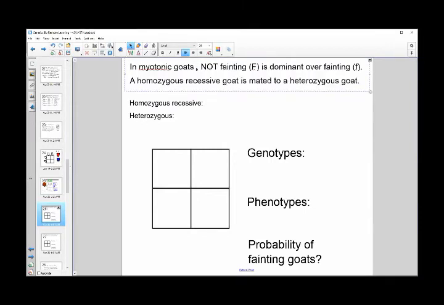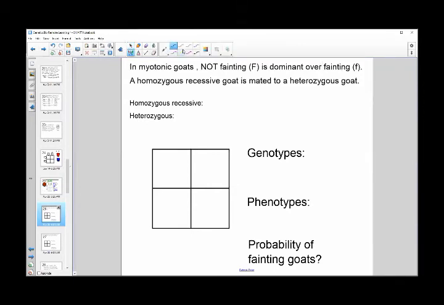So I have a problem here. In myotonic goats, which is another name for those fainting goats, not fainting, big F, is dominant over fainting, little f. A homozygous recessive goat is mated to a heterozygous goat. Okay, so we have our two genes. We have our dominant one, which is not fainting, and our recessive one, which is fainting. And then we have the two parents.